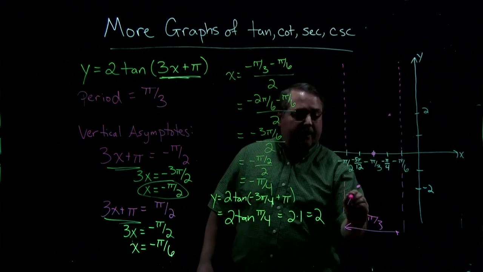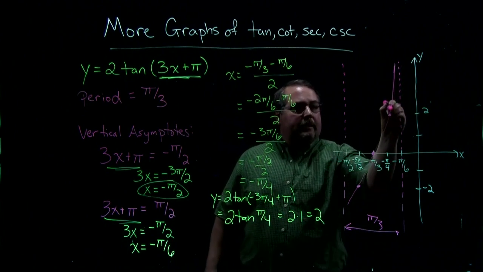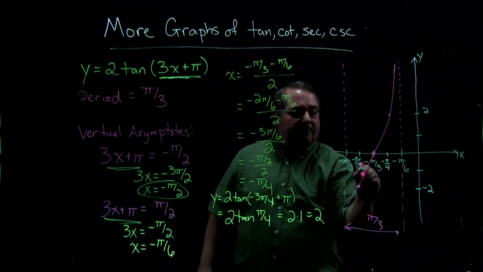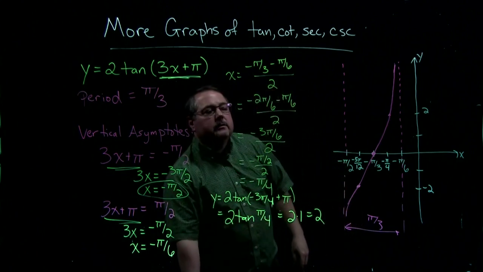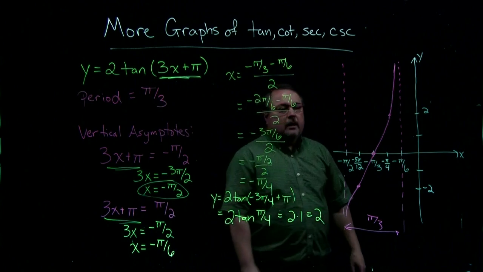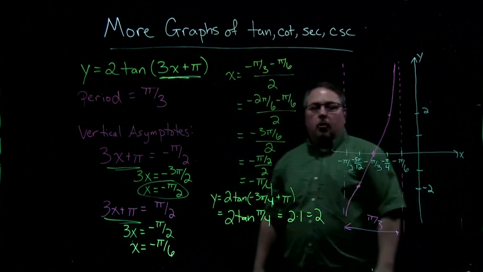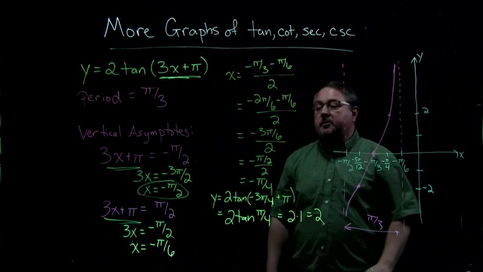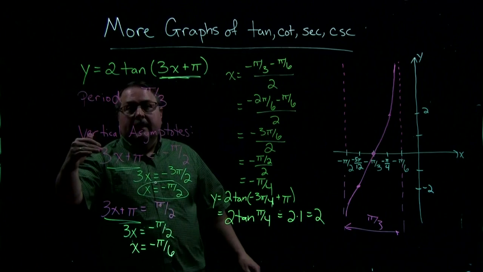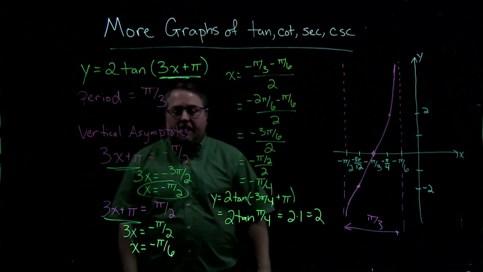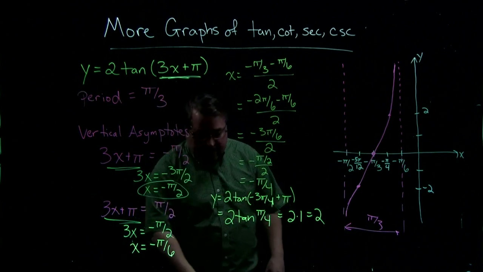And then we connect these with a tangent graph curve, and that's what one period is going to look like. And then if we wanted to, we could just copy and paste this over and over and over again to get more periods. But this is what we would call the principal cycle, because we got the vertical asymptotes by setting 3x plus pi equal to plus and minus pi over 2. Okay, now a couple of observations about this.